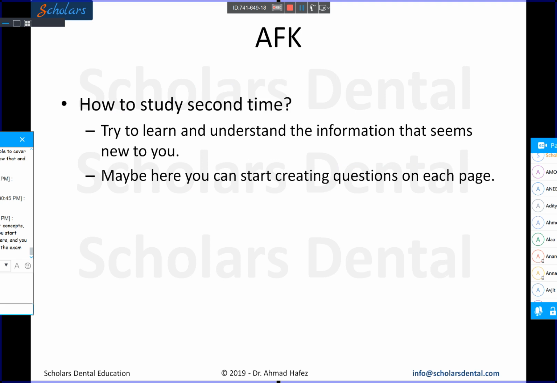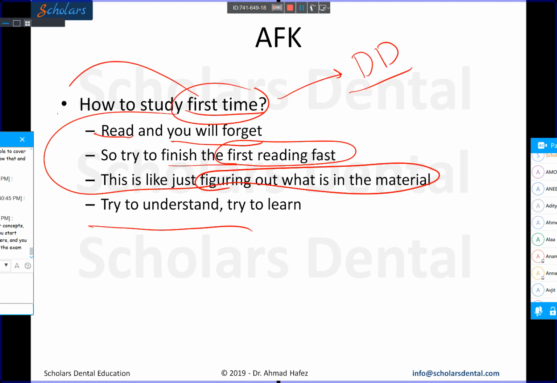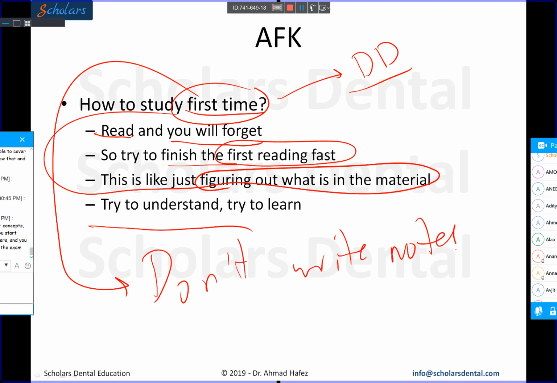The second time, and obviously when you're reading it the first time, my recommendation is don't write notes your first time. The reason is I did this before, and when I read the decks for the first time, I ended up writing notes, and what I ended up writing is basically the whole decks because everything seemed important to me, right? But when you get through your second and third time, you go like, oh, actually, I don't need to write this anymore, right?